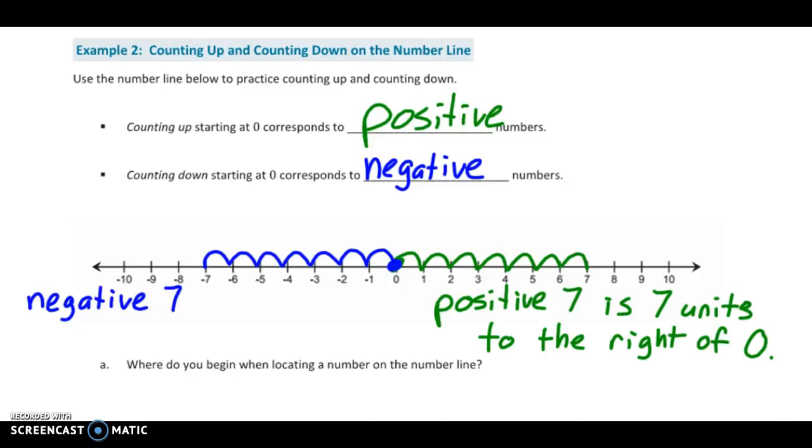Similarly, a negative 7, again, will start at 0, this time counting down, negative 1, negative 2, the whole way down to negative 7, can be represented as this, and either way represents 7 units to the left of 0.